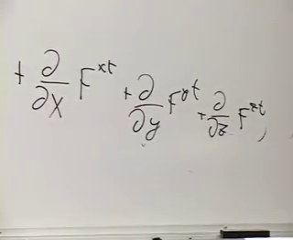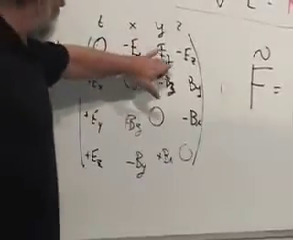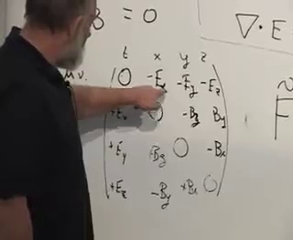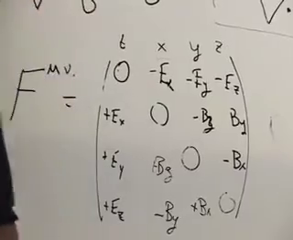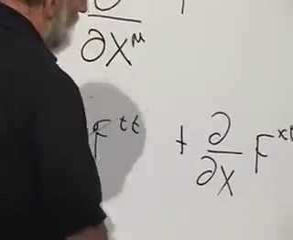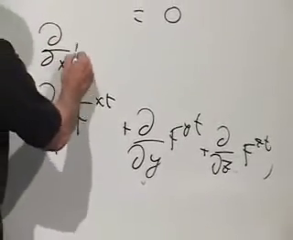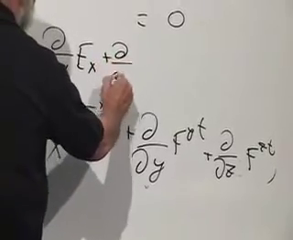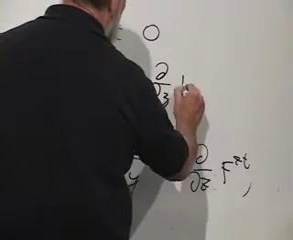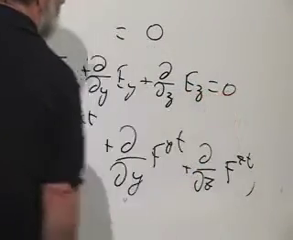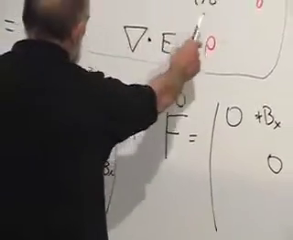Well, what is Fx, Fy, and Fz? Those are just the components of the electric field. Fx, with a minus sign, is Ex, the other one is Ey, and the other one is Ez. So all this says, when packaged neatly, is that the derivative with respect to x of Ex plus the derivative with respect to y of Ey plus the derivative with respect to z of Ez is equal to 0. That, my friends, is just del dot E equals 0.